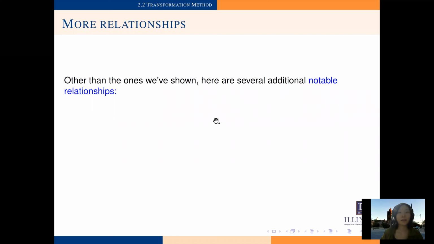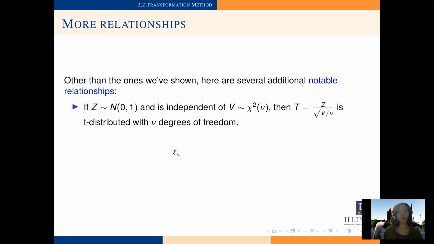Okay, so we've shown 4 of these possible transformations of well-known distributions. We sample from one distribution, apply some kind of transformation, and then we can obtain x's that follow another well-known distribution. So other than the ones that we have shown in the R code, here are several additional notable relationships between well-known distributional families. The first one concerns the t distribution.